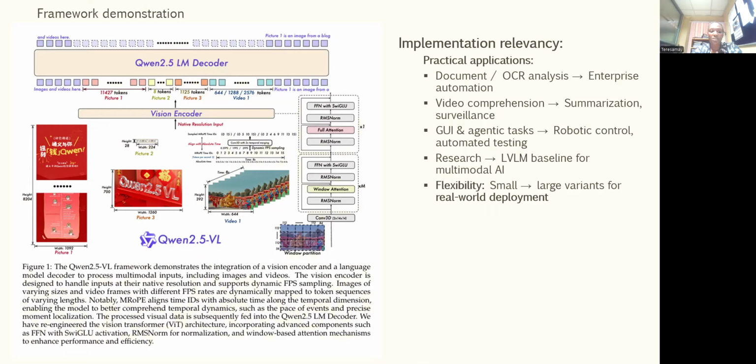The model is particularly relevant because it's practical for tasks like document analysis, optical character recognition, summarization, and even robotic graphical user interface control. So for education, like in our case, it can analyze documents and summarize long videos, and this could be very powerful for creating and delivering refugee education materials. So basically that is it with the Qwen 2.5 VL model.